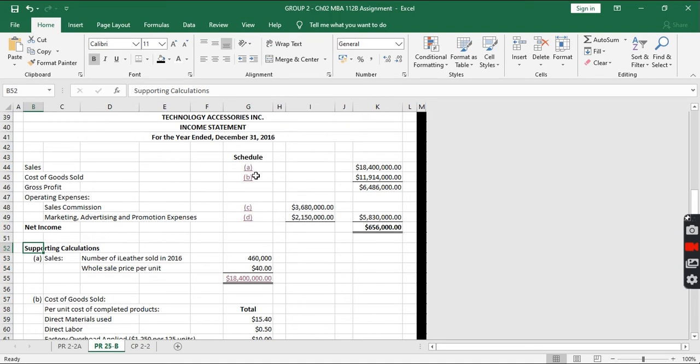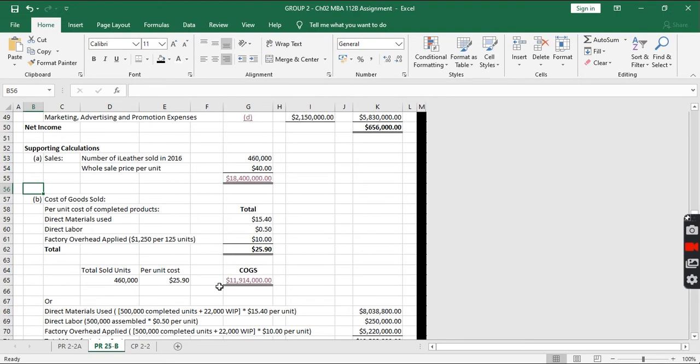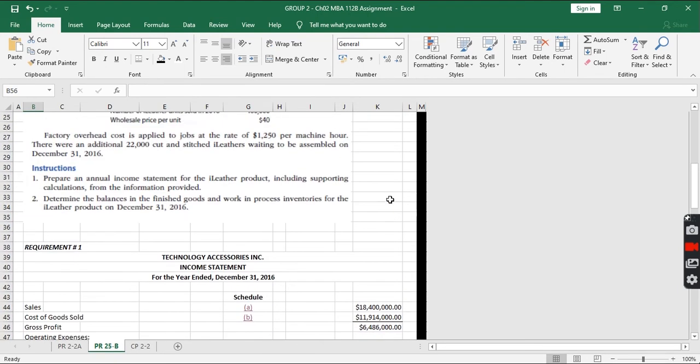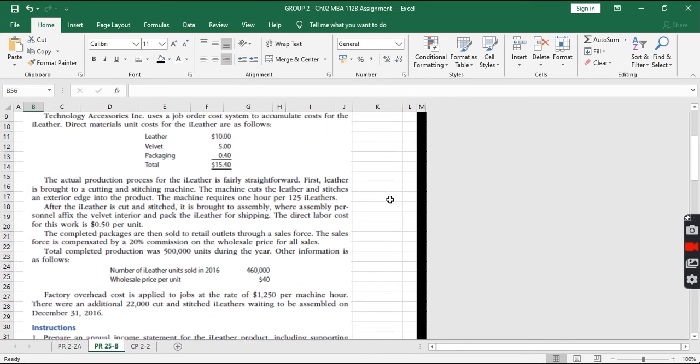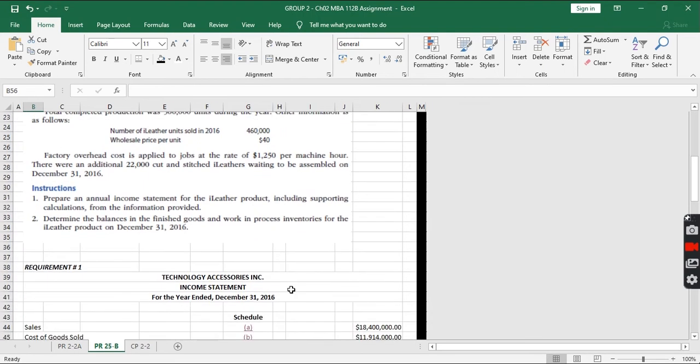And for our cost of goods sold, there are two ways of calculating it. There is a shortcut, which can be seen here. First, we have to compute the per unit cost of completed products, which is composed of our direct materials, direct labor, and factory overhead applied. Now, for our direct materials used, the total was $15.40. Direct labor is $0.50 per unit, as you can see here. So, $15.40 per unit and $0.50 per unit for the assembly.